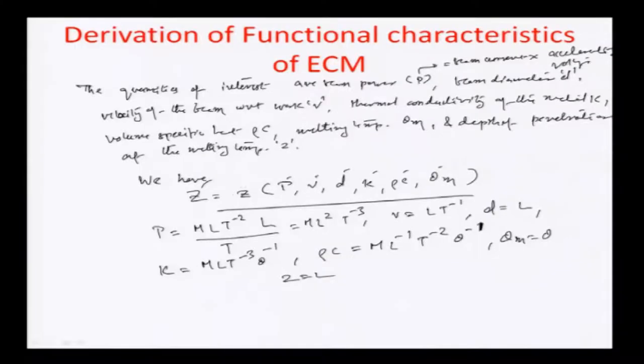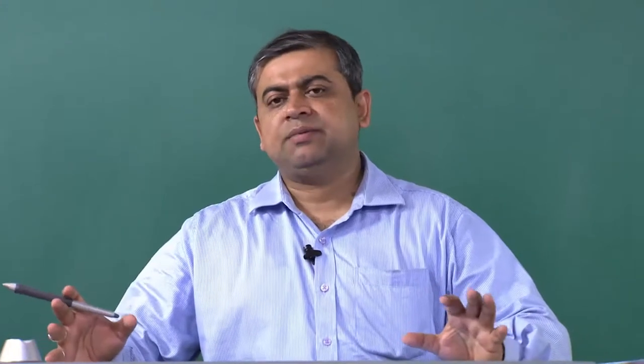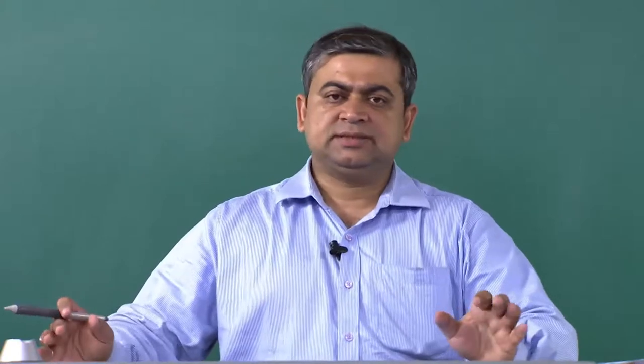You can see this z is 1, p is 2, v 3, d is 4, k 5, rho c 6 and theta m is 7. So, basically there are 7 such parameters which are either dependent or independent, and they can be expressed in terms of only 4 basic dimensions, that is mass, length, time and temperature.